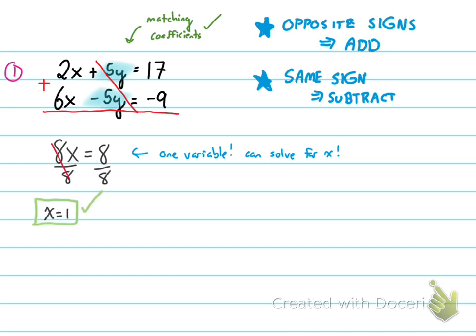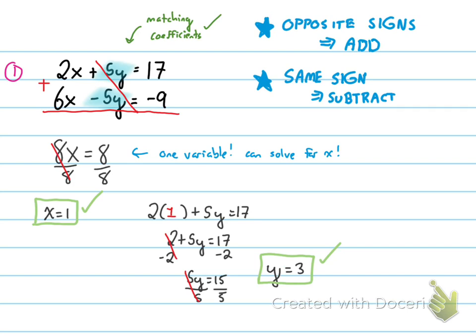Same thing as substitution. I still need to plug in to find y. Again, it doesn't matter what equation you plug it into. I'm just going to go with the top one, so I'm going to replace x with 1. So I'm left with 2 times 1 plus 5y equals 17. Then I'll get the y by itself by subtracting 2, dividing by 5, and I'm left with y equals 3.